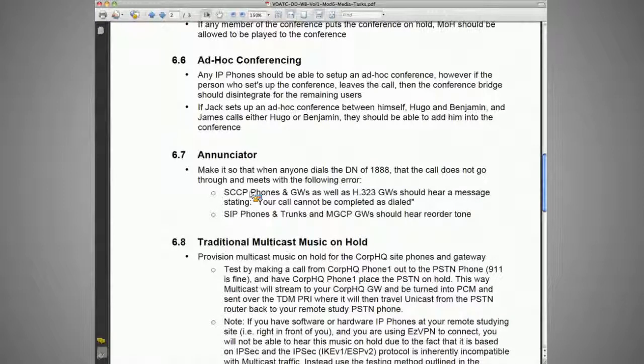So even though Cisco CallManager or the SRND says that Skinny devices are the only ones supported, technically H323 gateways will also play Annunciator messages. MGCP and SIP will not. SIP gateways, SIP phones, well actually SIP trunks, SIP phones, and MGCP will not. Okay, so we've met the requirements for task 7.